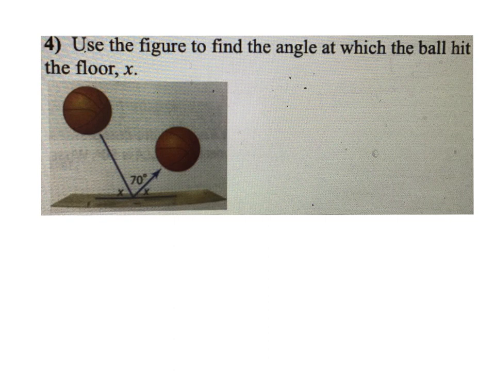Question 4. Use the figure to find the angle at which the ball hit the floor, x. So one thing that we really need to notice in order to make this easier is that if I combine all these angles together, so angle x, 70 degrees, the other angle x, it makes a straight angle, which is 180 degrees. So in other words, x plus 70 plus x equals 180 degrees.